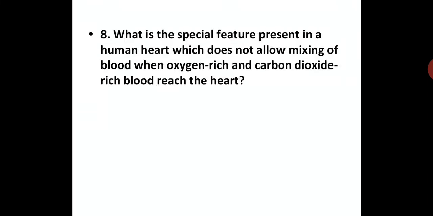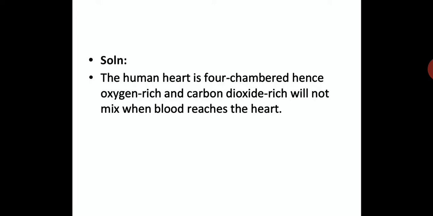We'll go for next question number 8. What is a special feature present in a human heart which does not allow mixing of blood when oxygen rich and carbon dioxide rich blood reaches the heart? Oxygen rich blood means pure blood and carbon dioxide rich blood means impure blood. So let us see what special feature is present in the human heart which will not allow the mixing of this blood. The human heart is four chambered, as you all know. Hence, oxygen rich and carbon dioxide rich blood will not mix when blood reaches the heart because of the chambers.